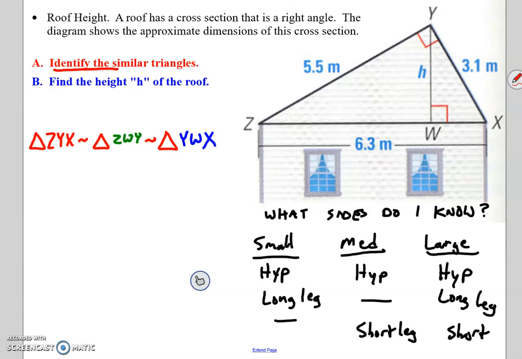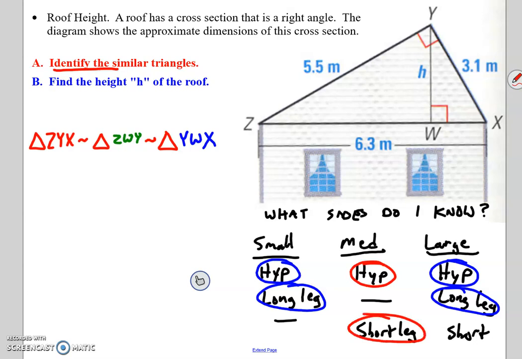proportion. So I look at the things that I have from both triangles. If I want to compare the small triangle to something, I need another triangle that has a hypotenuse and a long leg. So I could compare the small triangle and the large triangle using those values. I could also take a look at the medium triangle and say, well, I've got a hypotenuse there and a short leg there. What other triangles do I have with those things?